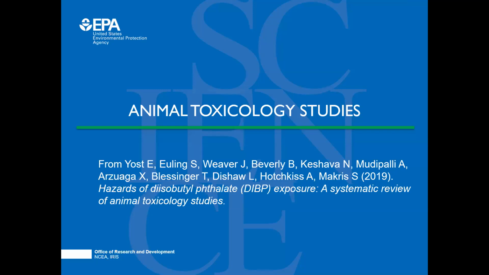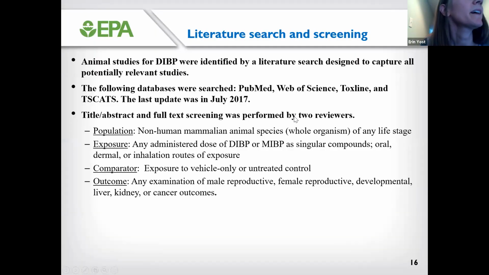Okay, great. So I'm going to show an example from animal toxicology. This is from our paper that was a systematic review of health effects of DIBP exposure, just looking at animal toxicology studies. Again, similar to the EPI studies, we did a very broad literature search focusing just on DIBP, and we looked at 6 different health outcomes that have been commonly associated with phthalate exposure. But for this presentation, I'll just focus on the male reproductive effects.